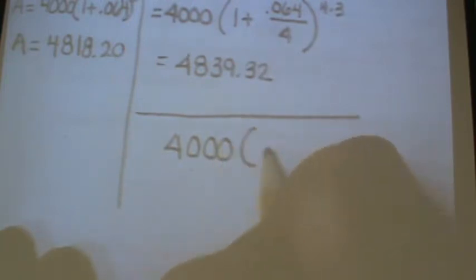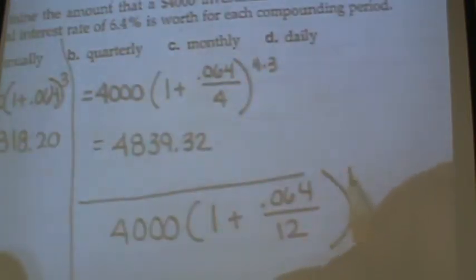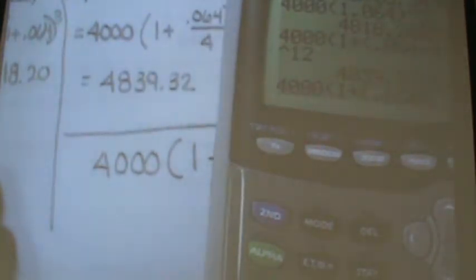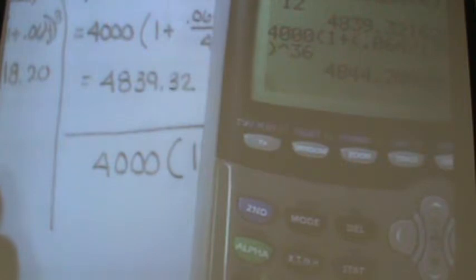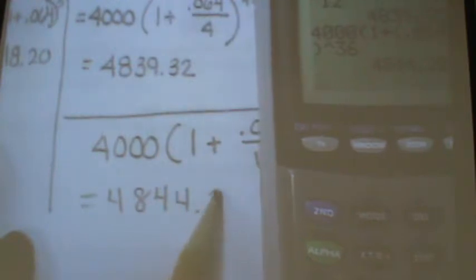If it were monthly, what would be different? Reduce the, maybe 12. 12, and then 12 times 3, so 36. To the 36th power, yep. So it'd be 4,000 times 1 plus, and we're going to do parentheses 0.064 divided by 12, and then raised to the 36th power. I got $4,844.21.